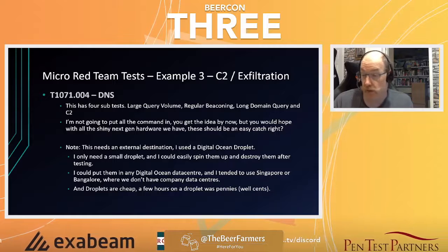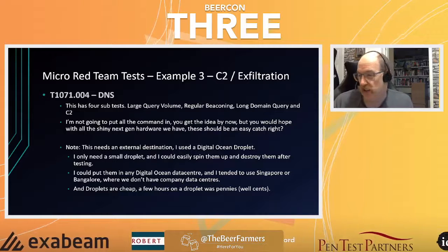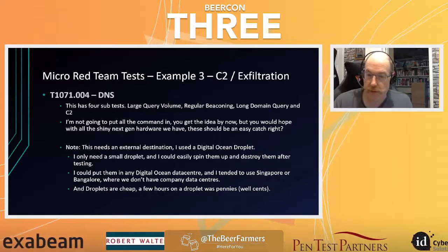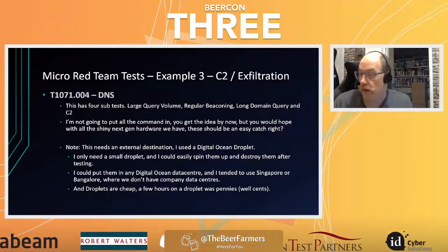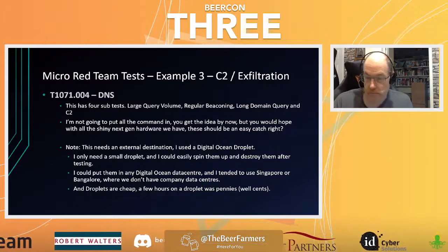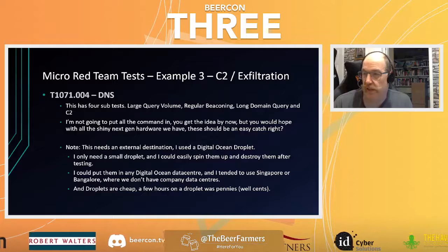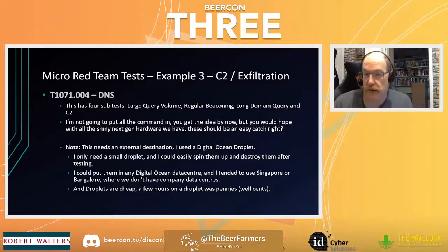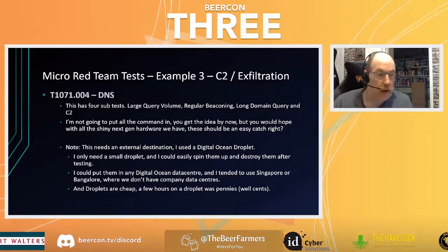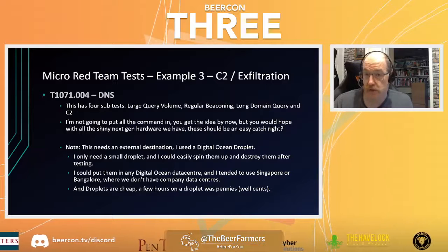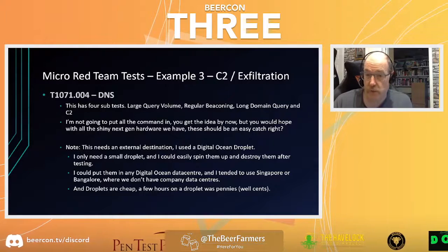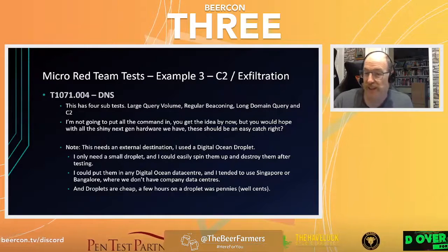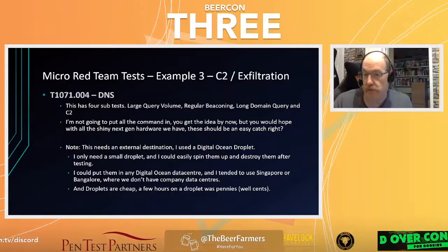The reason I went with DigitalOcean is they're cheap, $5 for a small droplet. I could spin it up, have it running, delete it, and wipe it. It probably cost less than $1 a week, if that. It's $5 a month. I could put them anywhere DigitalOcean had a data center. I tended to use Singapore and Bangalore because we don't have a lot of company infrastructure there.